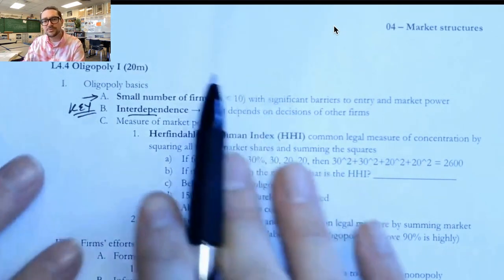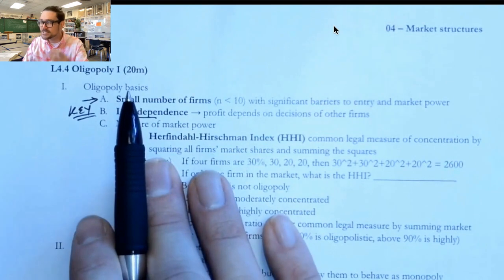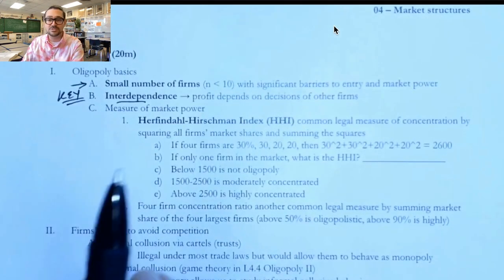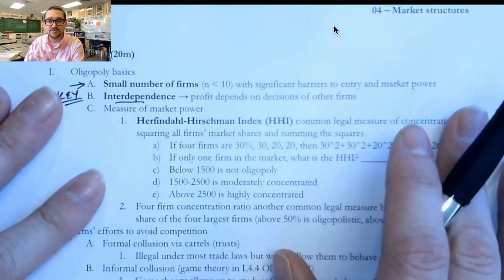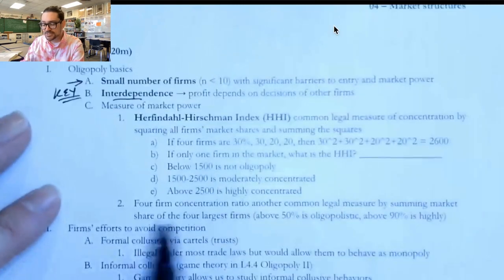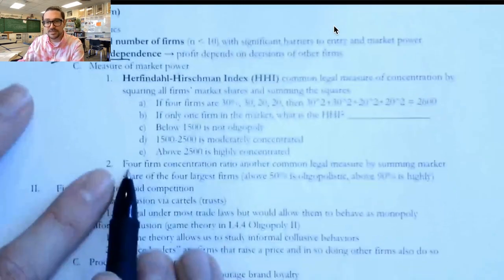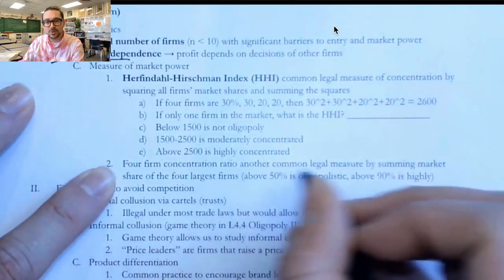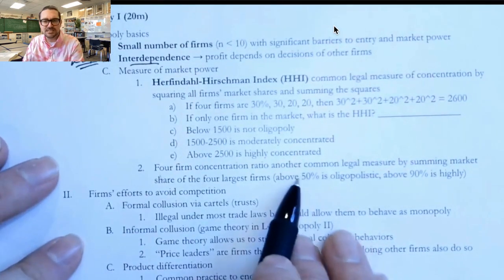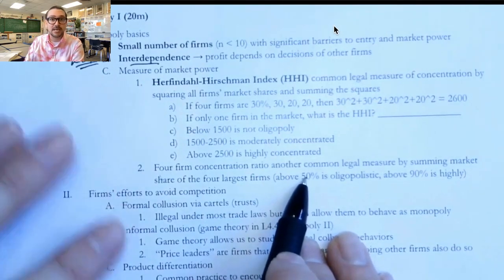Now, we can determine whether we're in an oligopoly by just eyeballing it and saying, less than 10 firms or so. But really, there are two measures of market power or concentration that governments use to determine whether something's an oligopoly. The first and easier one is called the four-firm concentration ratio. This is just adding up the four largest market shares. So we often say that if there's more than 50%, it's pretty oligopolistic. If it's more than 90, it definitely is.